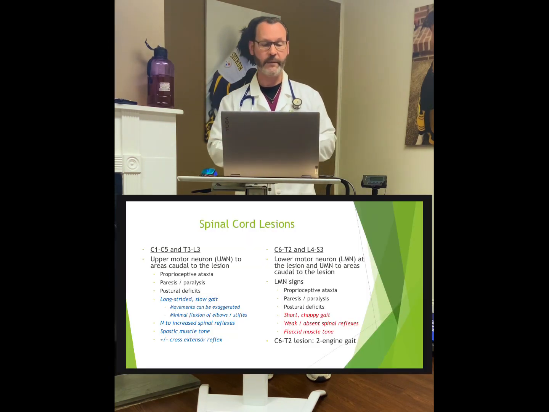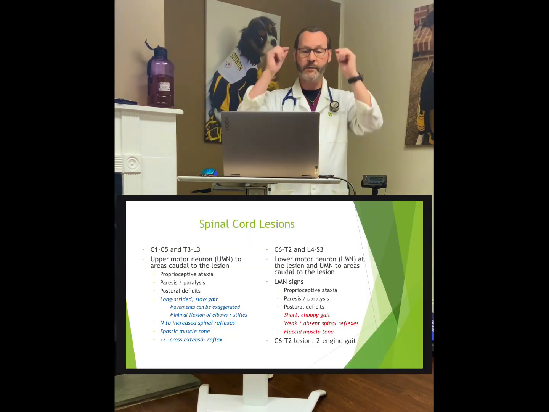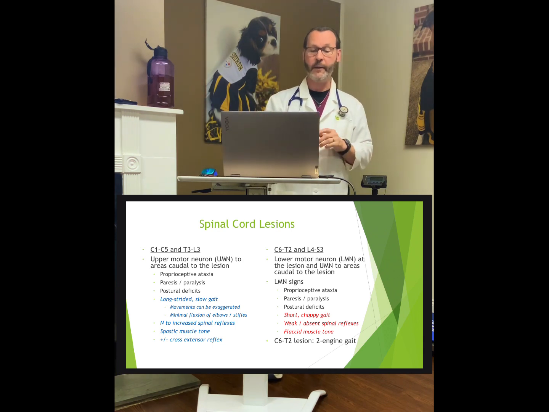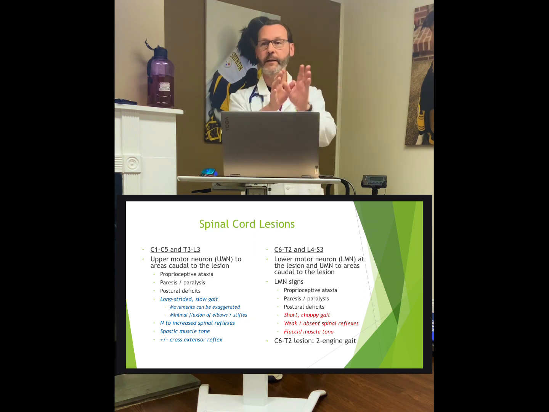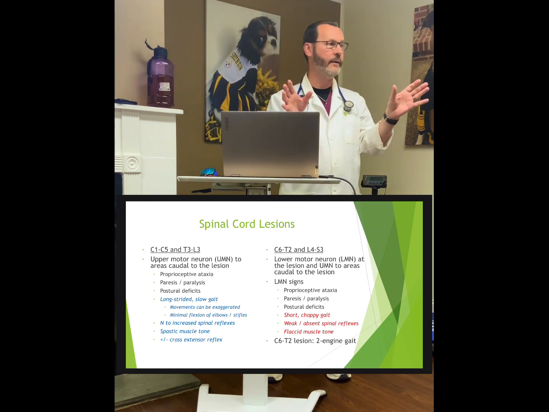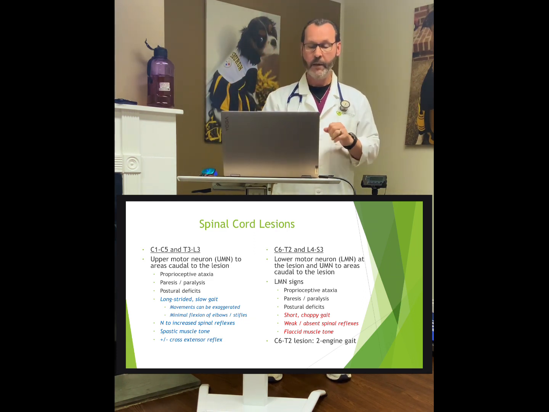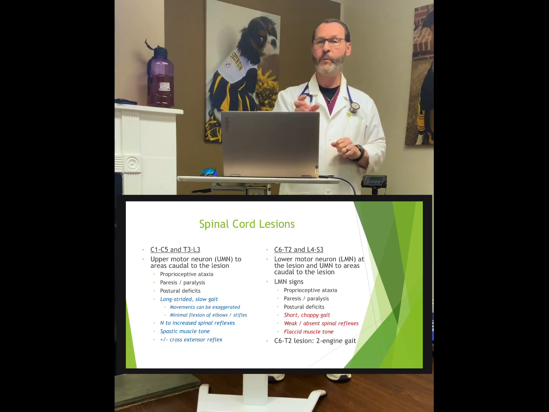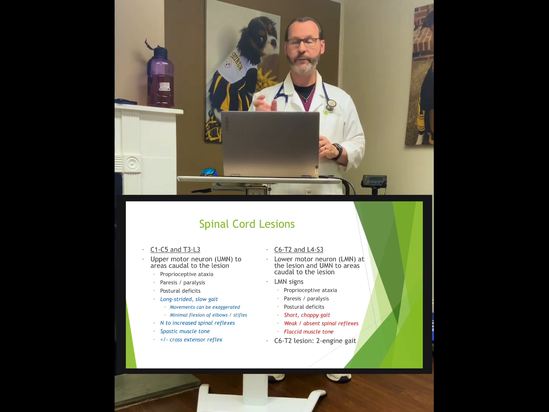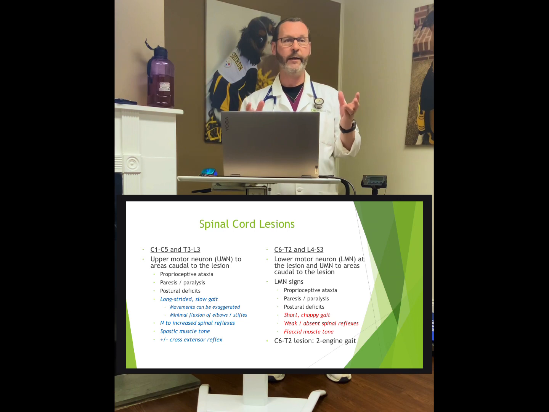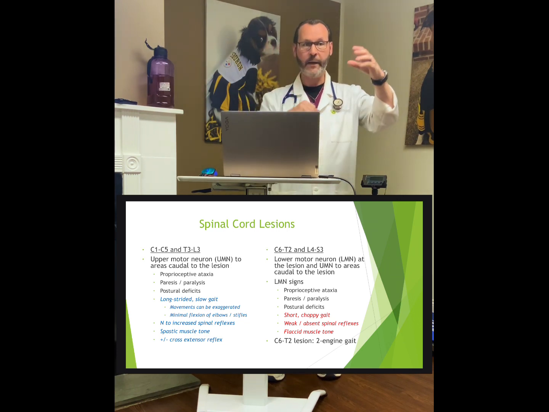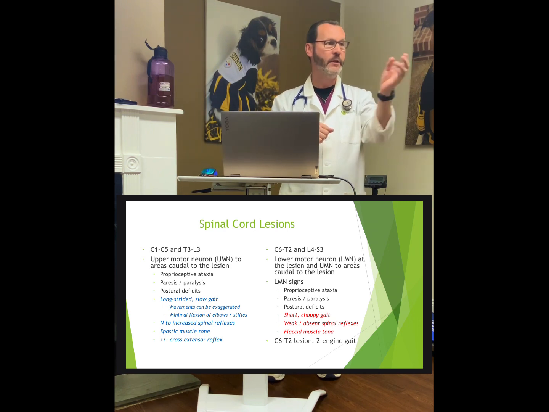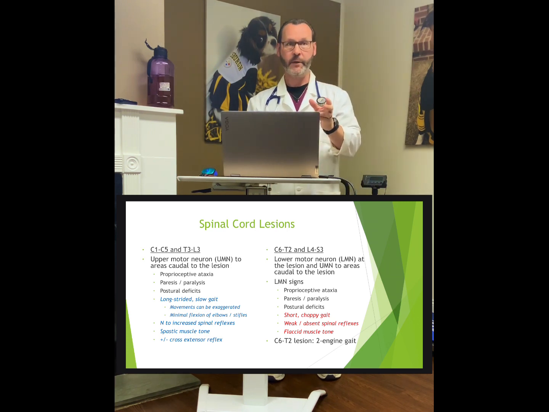Okay, now let's talk about the spinal cord. I grouped them into 2 main groups in the spinal cord, and I hope this makes sense for you, but it may make more sense if you look at the spinal cord divisions that I had initially brought up. So first part is going to be the C1 to C5 and the T3 to L3 segments. These I grouped together because the signs are going to be similar, where if you're going to have lesions in front of the limbs or between the limbs, they're going to have similar things.